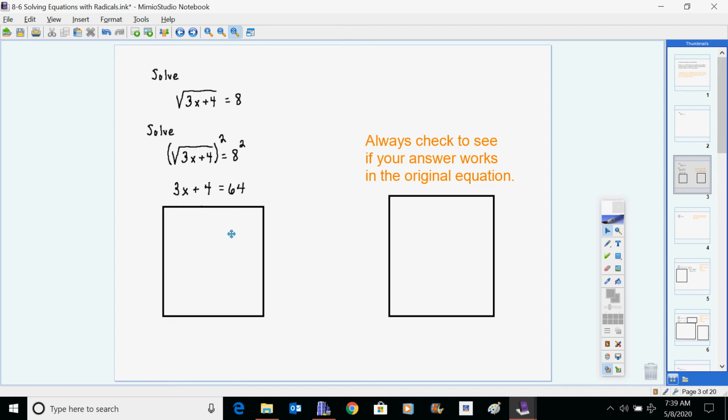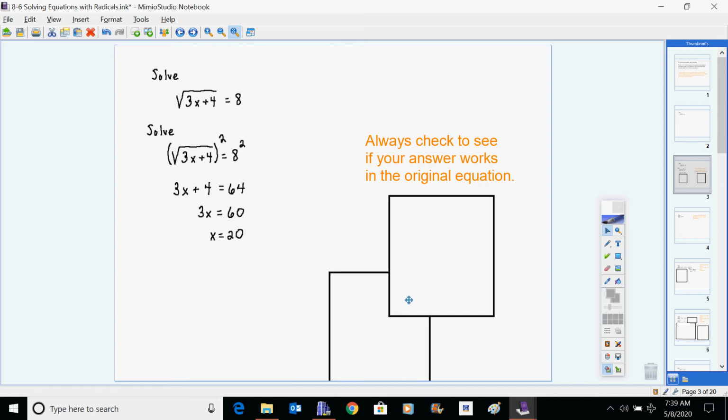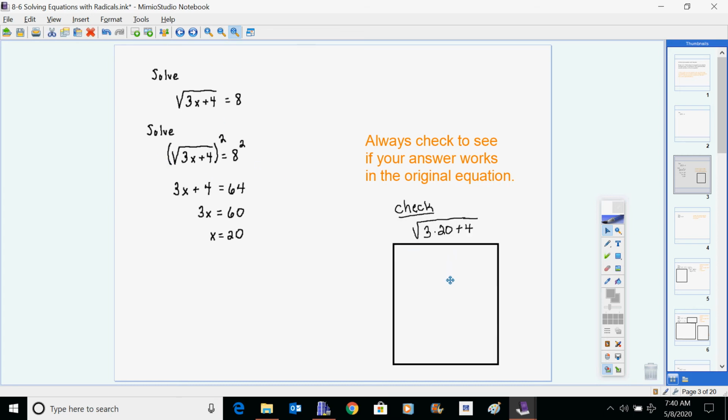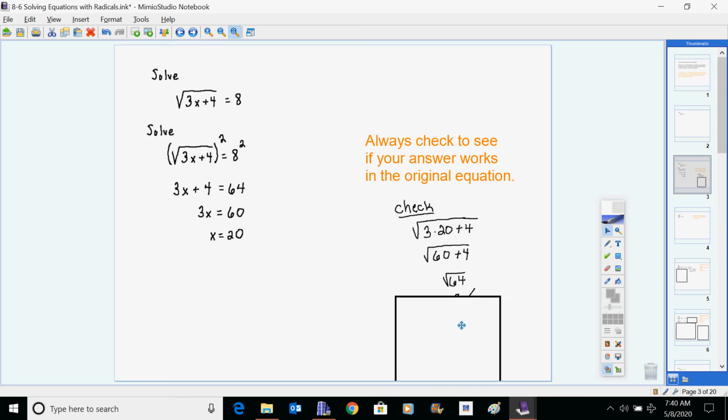You can take away 4 from both sides and divide by 3. And then when you plug it back into your original equation, you check to make sure that nothing cropped up that was weird because you had to square both sides. So we plug it back in. 3 times 20 is 60. 60 plus 4, square root of 64 does give you 8. And your answer is solved and you've gotten the right answer.